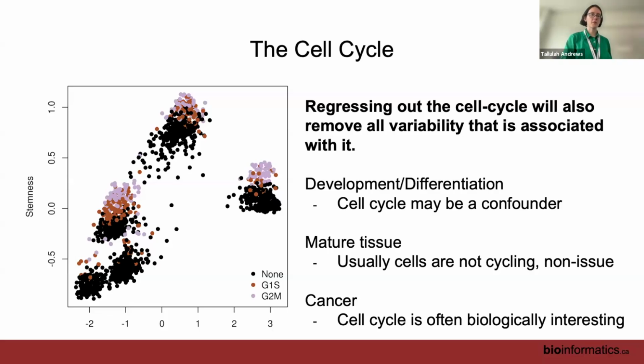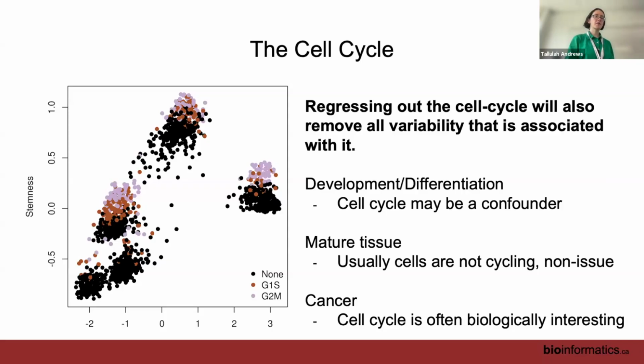Okay. Looks like all the questions online from Ottawa. So for the cell cycle, you want to be careful because sometimes the cell cycle is actually of interest. Particularly if you're looking at something like cancer, which cells are and aren't cycling might be an important biological finding. So in that case, you don't want to regress it out and erase it from your data set. If you're looking at mature tissues, hopefully most of your cells are not cycling. So you usually don't need to worry about the cell cycle in mature tissues.